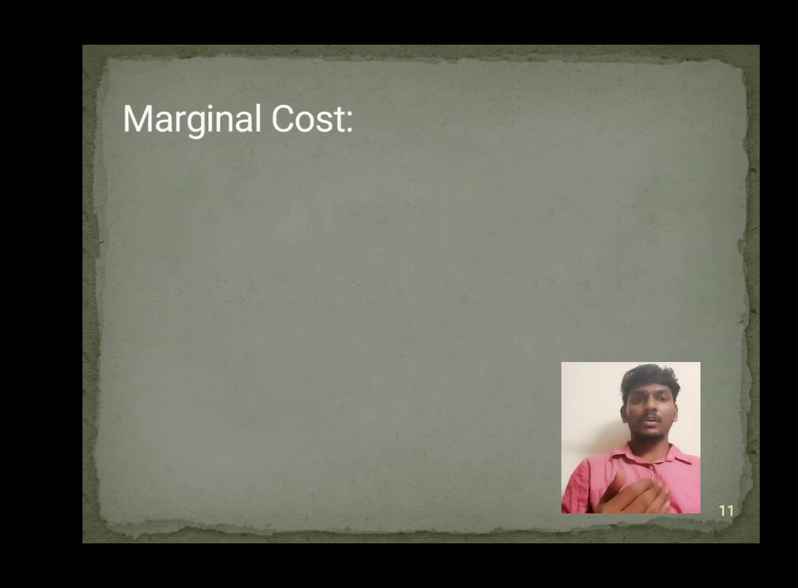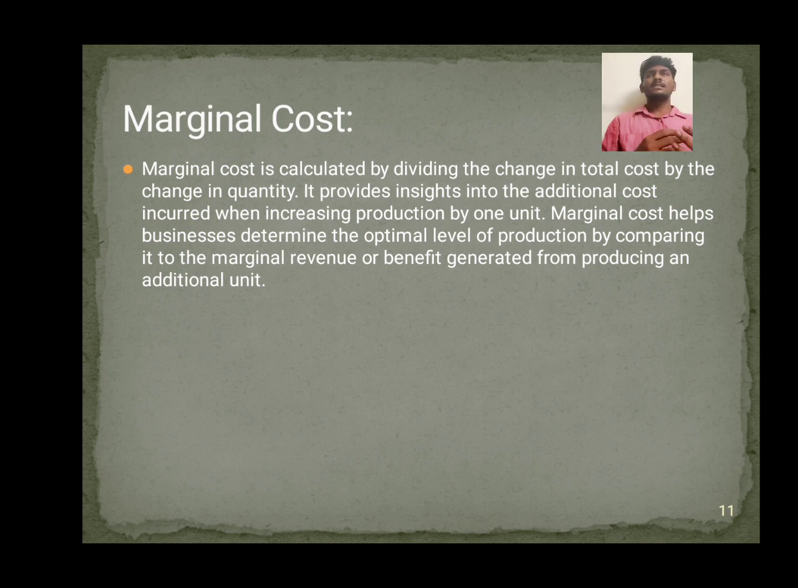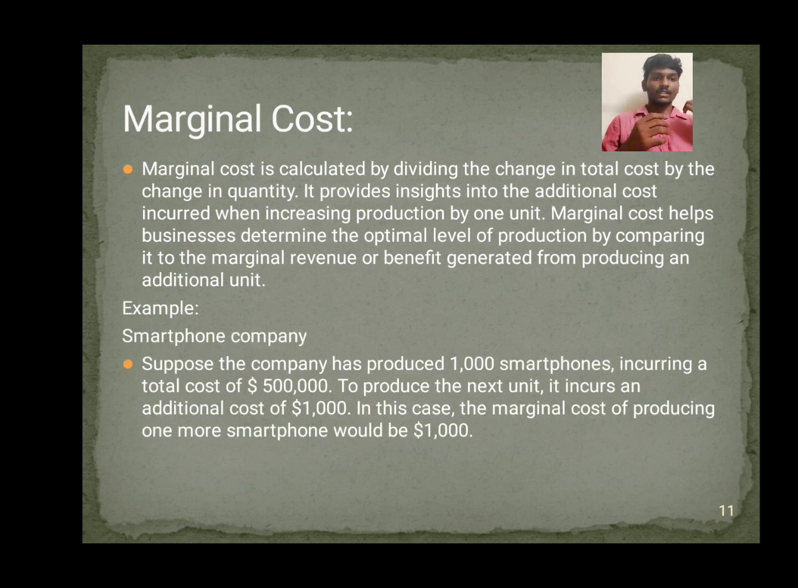Next one is the marginal cost. Marginal cost is calculated by dividing the change in total cost by the change in quantity. Example for this, let's consider a smartphone company. A company has already incurred various costs including labor, raw materials, overhead expenses, and equipment depreciation to produce a certain number of smartphones.